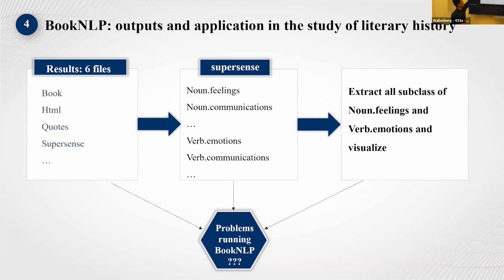GitHub. Okay, so the results of BookNLP analysis of any input text has 6 files, and one of them is especially useful here. It will generate a supersense file which contains the tokens, and it will categorize them into different classes. So I see that we have nouns of feelings, and we also have verbs of emotions here. So I extracted all the subclasses of noun feelings and verb emotions.